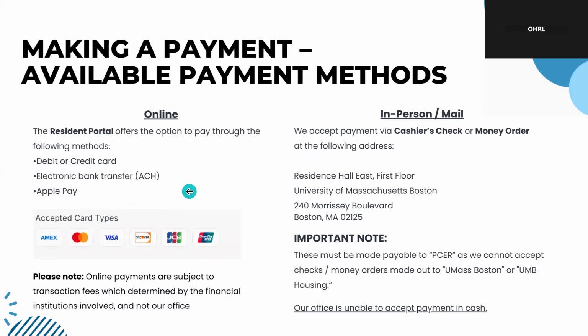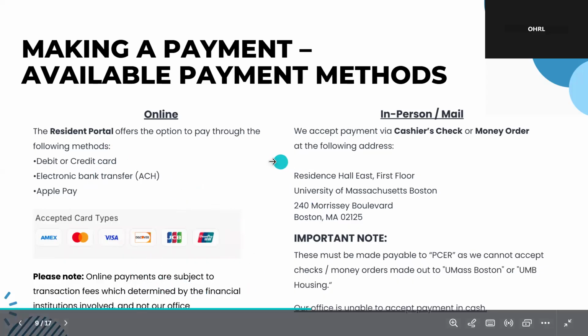So again, online payments, super handy dandy, convenient, one-tap payments we'll get into in the resident portal. But one thing to note is that these options do come with a fee not determined by us.